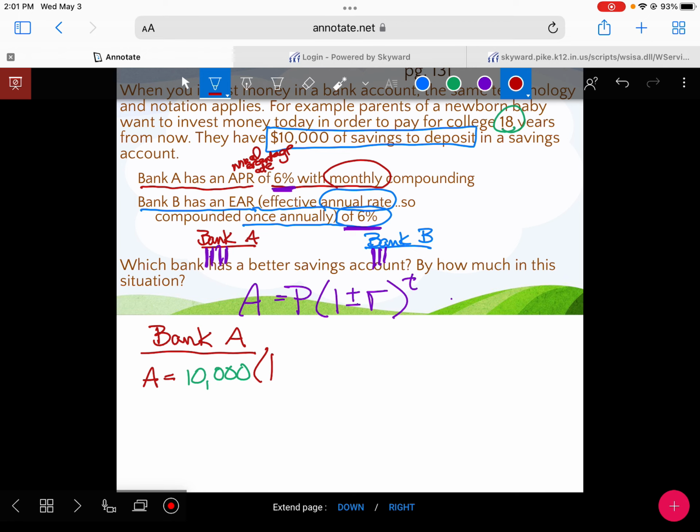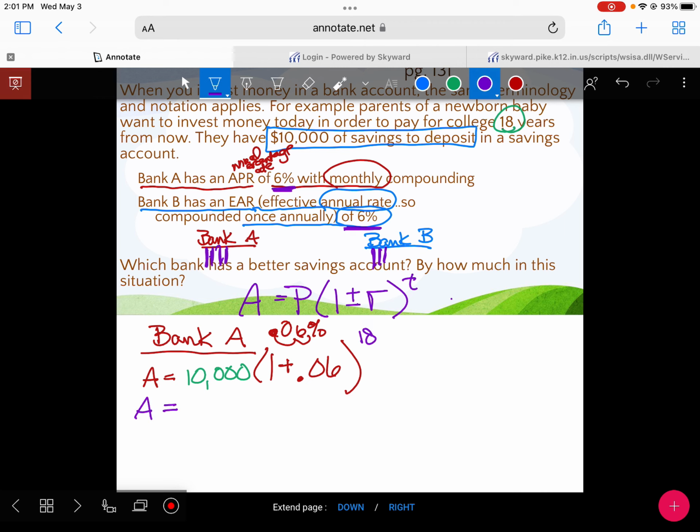Is this going to be a growth factor and rate or decay factor and rate? Growth. 6%. How do I write 6%? 0.06. So 6%, move it 2 places to the left, is 0.06. So 1 plus 0.06 to the T power. How long are we going to keep this money in the bank? 18 years.